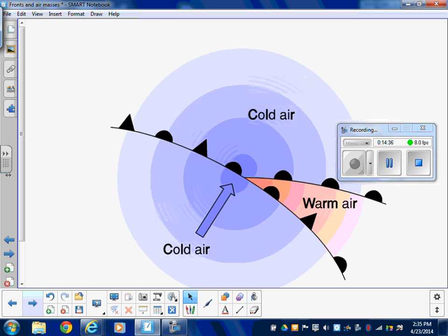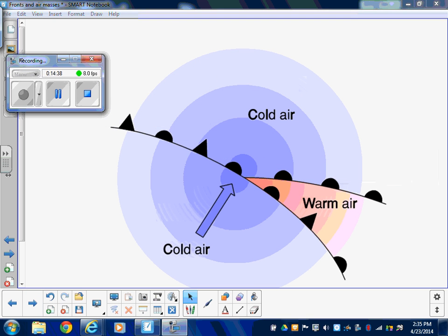Remember our purple front? This is going to be the occluded front. So the purple front on the map is an occluded front. What you have here is a cold front moving in underneath the other two fronts, and so it's all going the same direction, but the warm air is trapped underneath the cold air. So it's not going to move, and you're going to have stormier weather.